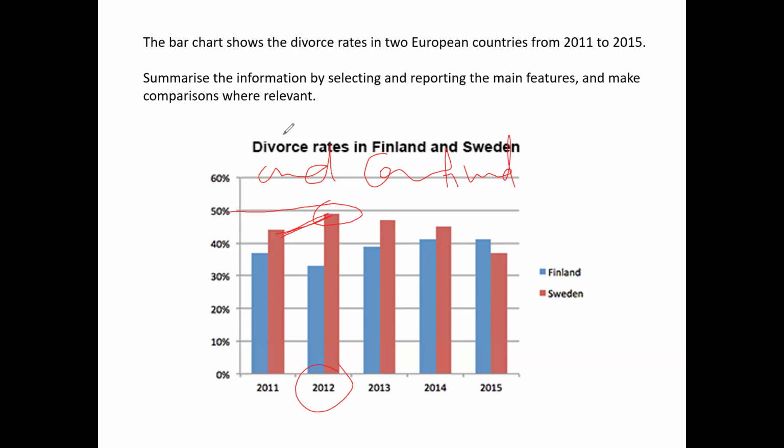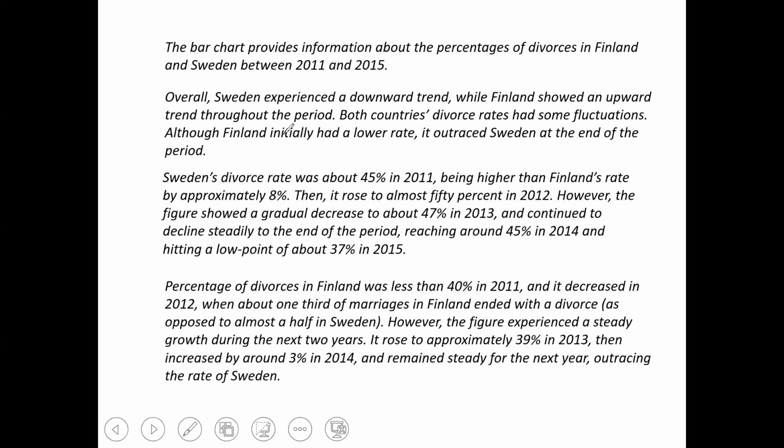Am I right? So simply we can write a sentence for that. Then, look at this. Then it rose to almost 50% in 2012. We have used what? "At." What do we use "at" for? Pronoun. And then, can you see "then"? It rose. Can you see?